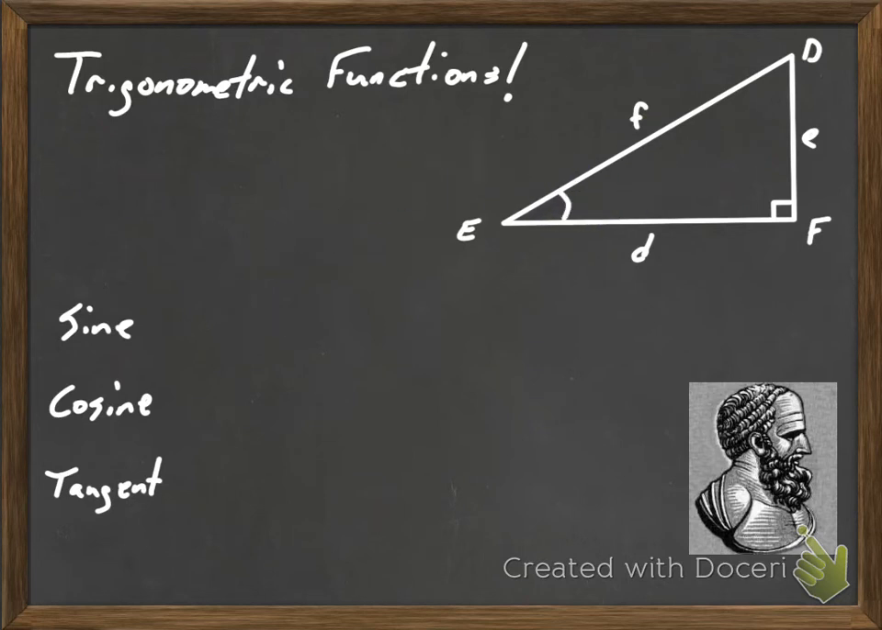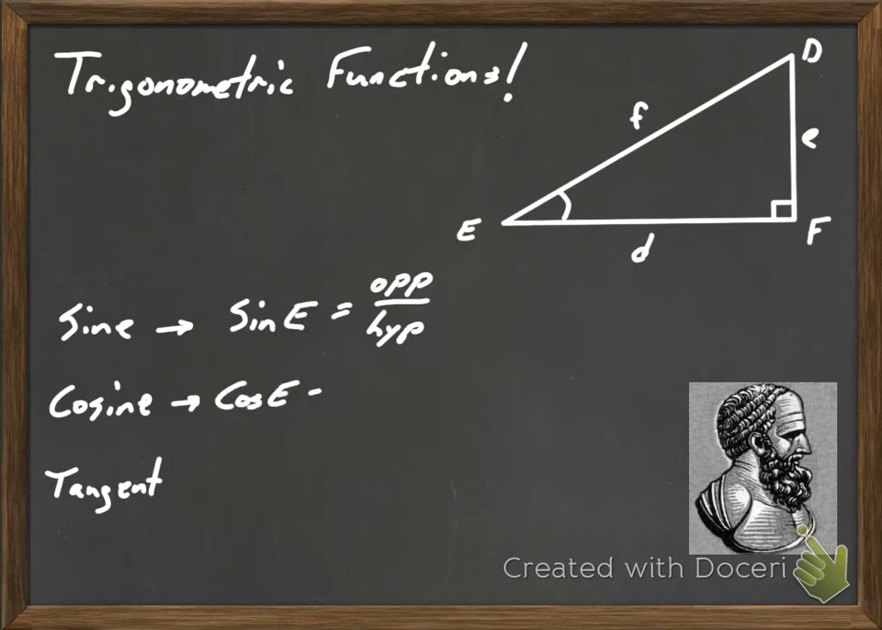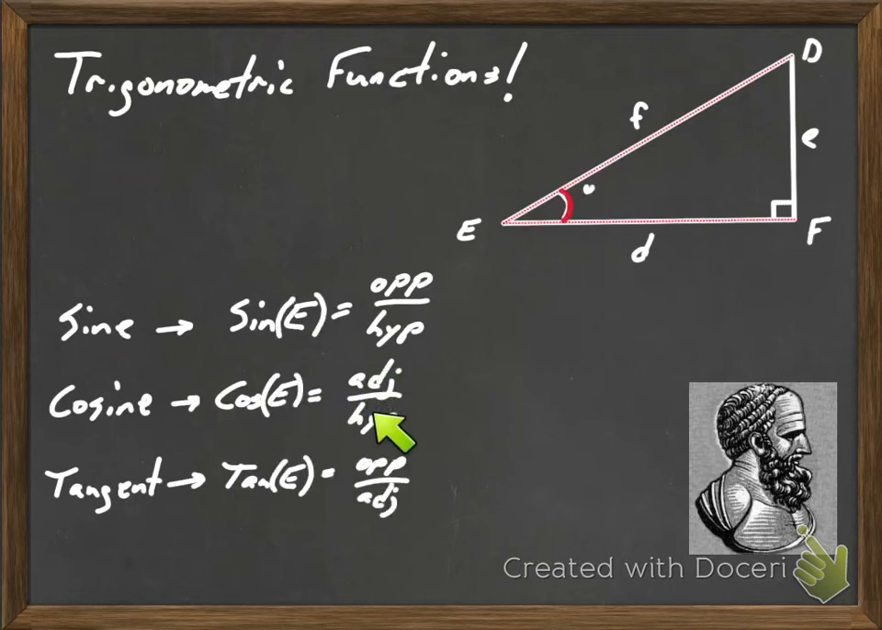And so what it is, sine, and you'll see it on your calculator actually. The sine of angle E, and it's a function, so the input would be the measure of this angle, is the length of the opposite side over the length of the hypotenuse. Cosine, abbreviated as cos, of angle E is the adjacent side over the hypotenuse. And tangent is the opposite side over the adjacent side.